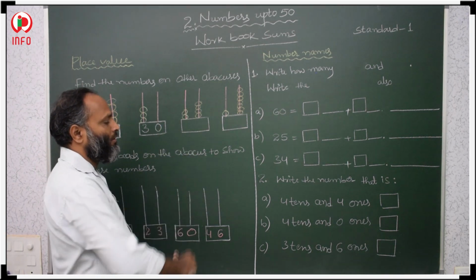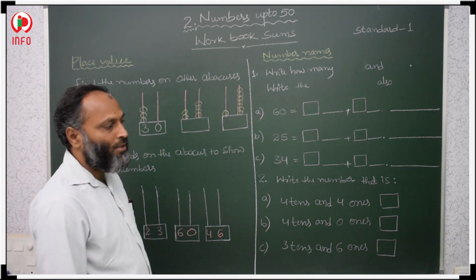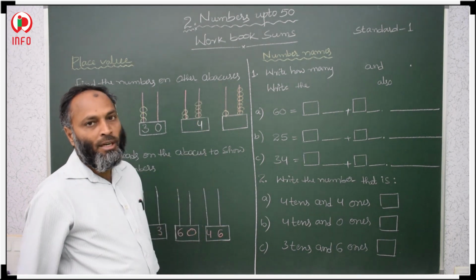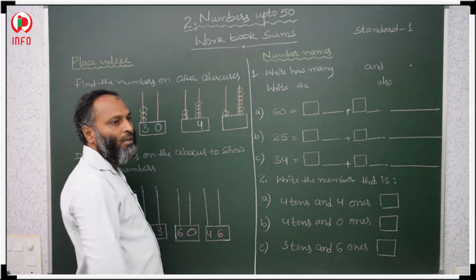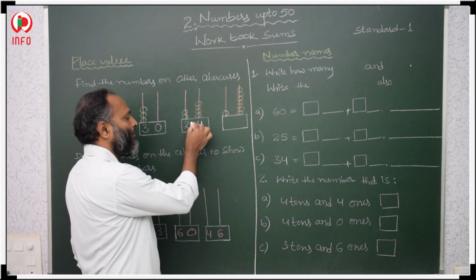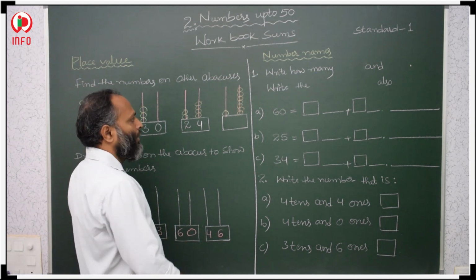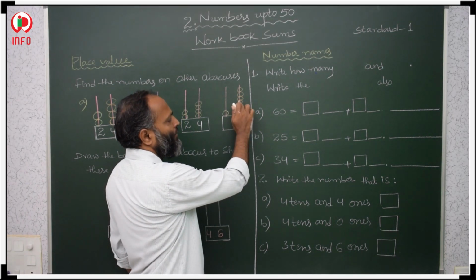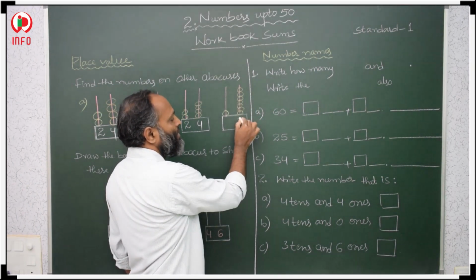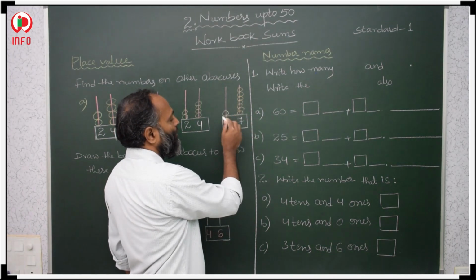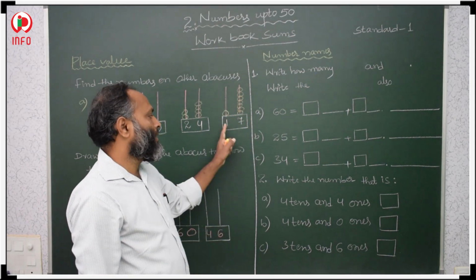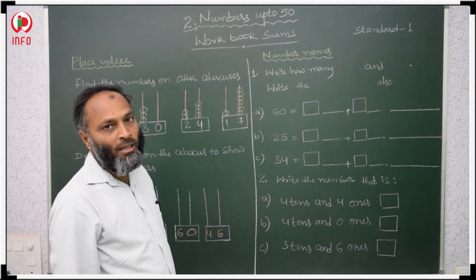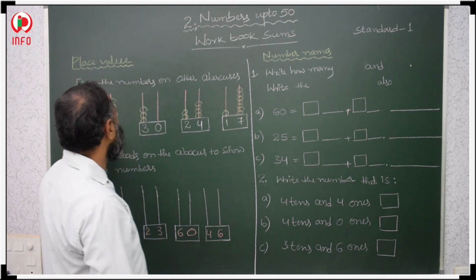Now, the next question. In ones place, how many beads were given? First you count. 1, 2, 3, 4. And in tens place, 1, 2. 24. Now, here how many beads were given? First you count. 1, 2, 3, 4, 5, 6, 7. 7. And how many beads were there here? 1. Then 17. 1, 7, 17.